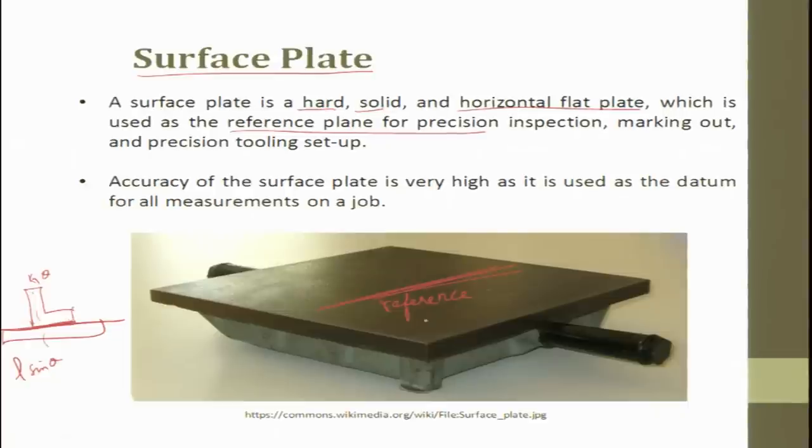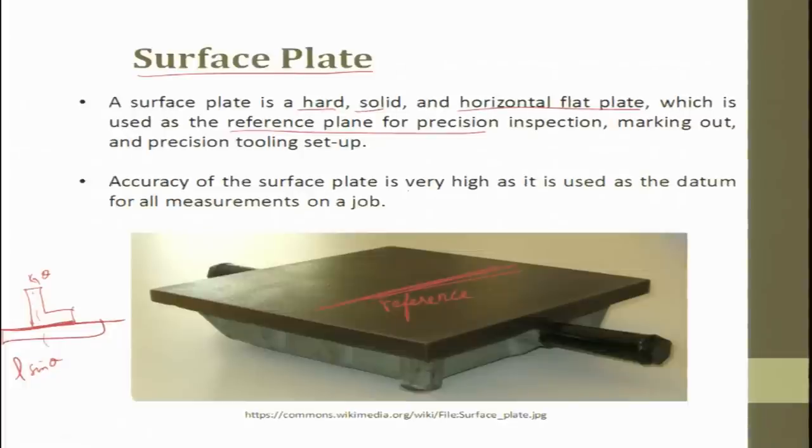So, in order to make sure the measurement is correct, we always try to butt the instrument against a reference plane. A surface plate is a reference plane which is used for many instruments. For example, a height gauge is placed on a surface plate. The accuracy of a surface plate is very high, and it is used as a datum for all measurements on your job. For example, if you want to put a shaft, a flat plate, or any other object, the reference surface should butt against the surface plate. Surface plates are generally made of cast iron, and the surface of the surface plate will always be hardened so that it has very good wear resistance.